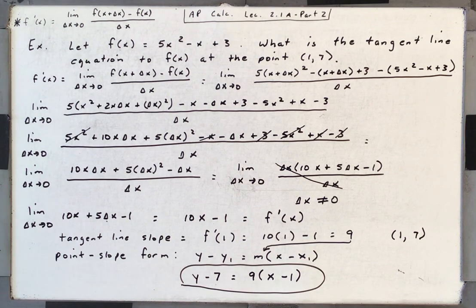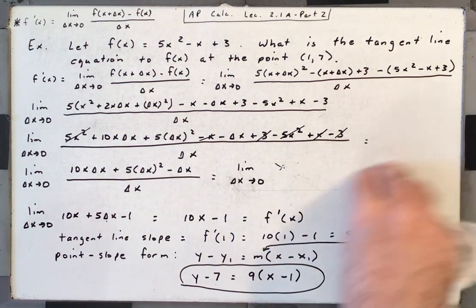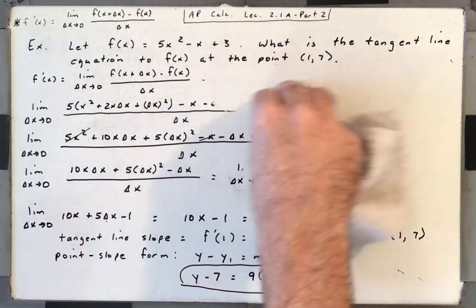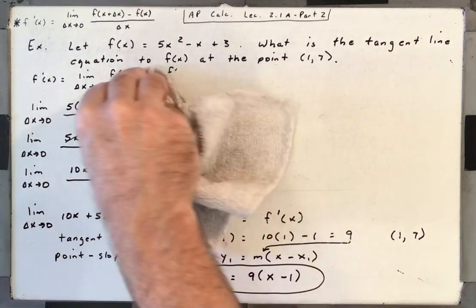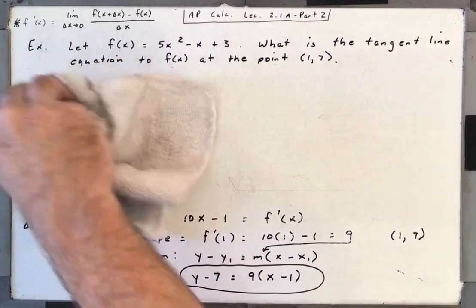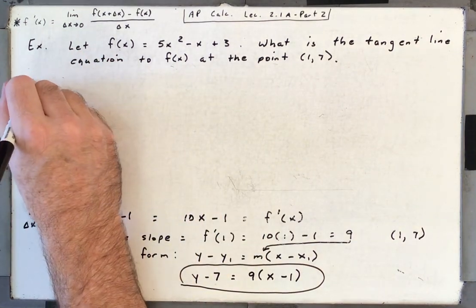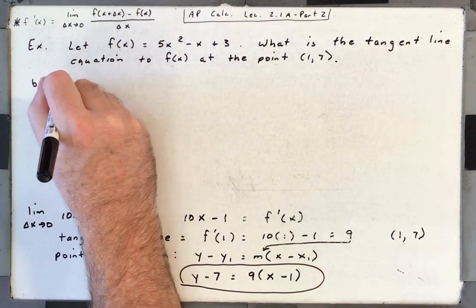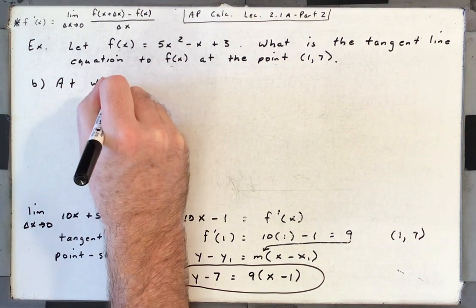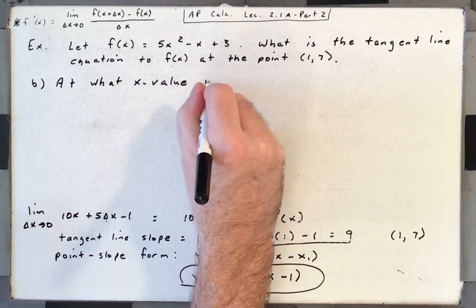Now I'm gonna have to erase a little bit here to do the second part of the question. So we have our derivative is 10x minus 1. And I've got another question. This will help you with your homework. Let's say part B of the question is, at what x value is the tangent line horizontal?